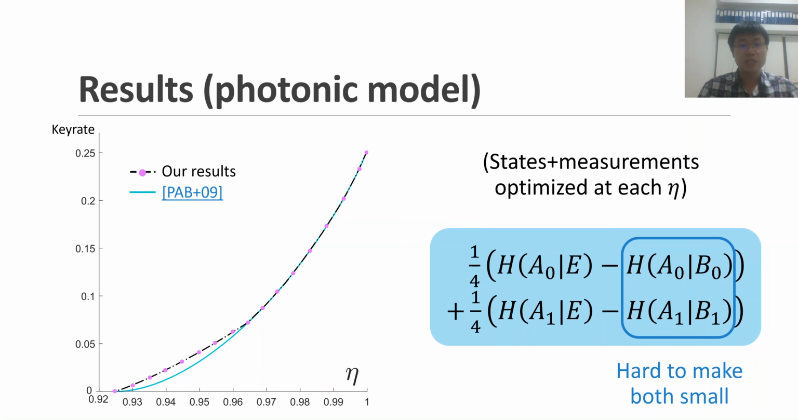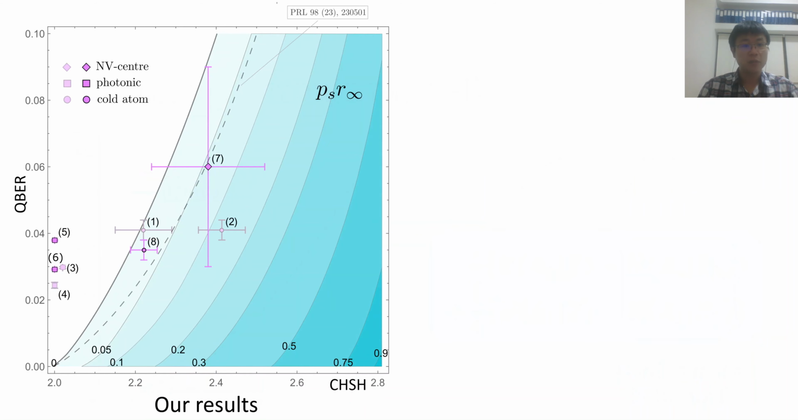And having covered some of the basic noise models, I shall describe now the implications of these results for the existing Bell test experiments. On this graph here, we have essentially plotted a region plot of our results where the two axes are the QBER as well as the CHSH value. The blue region here is the region of positive key rates from the uniform basis choice protocol, and the darker blue regions correspond to higher key rates.